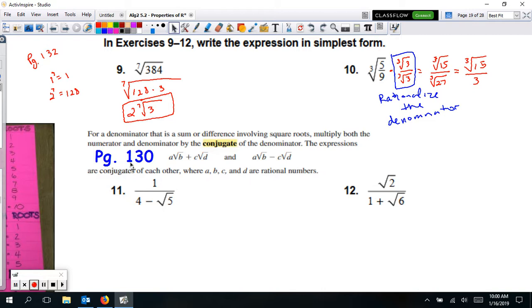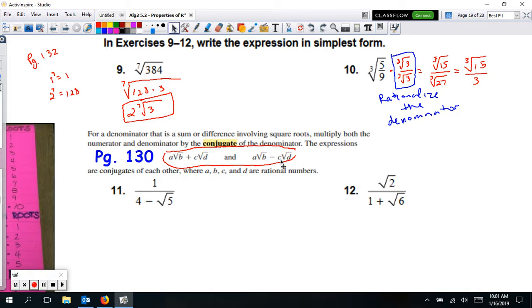All right, go back to page 130 real quick for your vocabulary on the word conjugate. So this word conjugate here, the best thing to do is just to copy down this part right here that I highlighted and circled. This is the conjugate. Basically, it's exactly the same thing, just the opposite sign. So a square root of b plus c square root of d, the conjugate of that would be a square root of b minus c square root of d.